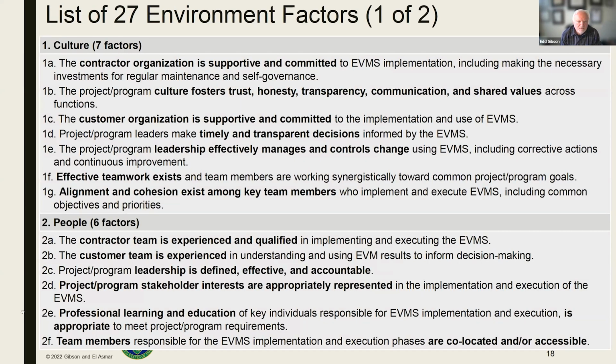Next slide, please. So these are the 27 environment factors, and hopefully it's not too repetitive. We'll show you these again a little later in the session today, but we wrote them out here. Everything has a sentence that identifies it at a high level. So you'll see, for instance, culture factor 1A is the contractor organization is supportive and committed to EVMS implementation, including making the necessary investments for regular maintenance and self-governance. You'll notice there are some bolded words here. We tried to bold some words in each one of these, so it gives you a shorthand of what we're talking about. You'll notice that under culture, there are 7 factors, 1A through 1G. Each one of the categories is divided up into a number of sub-factors. You'll see the second category is people, down at the bottom. You're going to get a chance to see some of these in a lot of detail, so I'm not going to go through each of these. So let's go to the next slide.